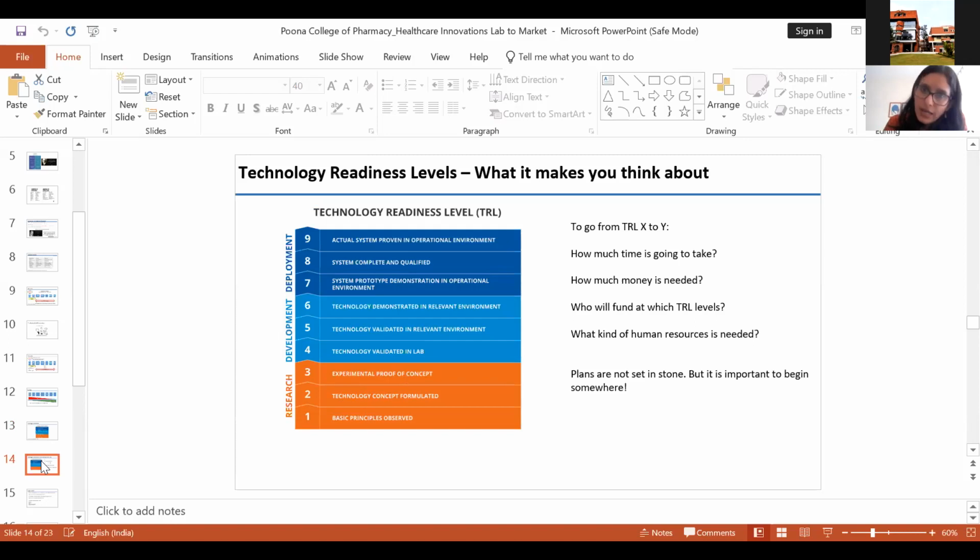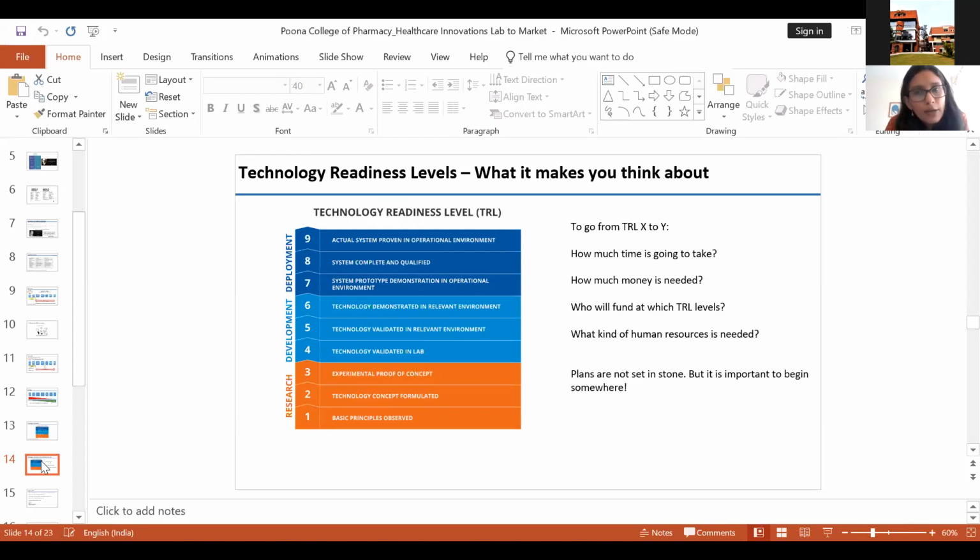Okay. How much time is it going to take to go from one TRL level to another? How much money is needed? Who will fund at what TRL levels? This is very important because the type of money that you will get at TRL 1, 2, 3 will be very different from the type of money you can get when you are at TRL 7 and 8, because your technology has been de-risked that much.